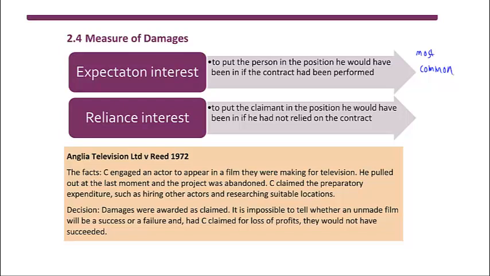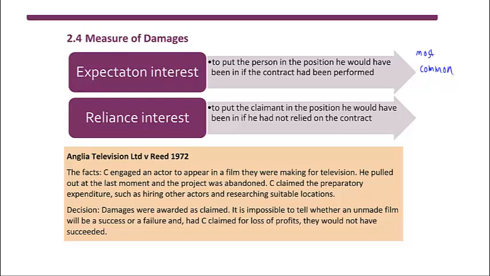And that's what happened in the Anglia TV case. In this case, Anglia TV engaged Reed to appear in a new film they were making. And at the last minute, he pulled out, he got a better offer. So Anglia TV couldn't claim damages on the expectation interest because they didn't know how profitable this project would be. So instead of that, they said, well, we've incurred a lot of costs and we would like to recover those.